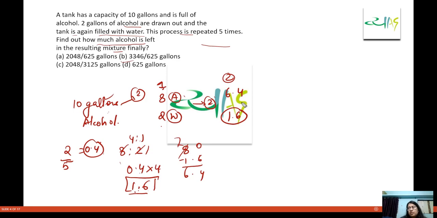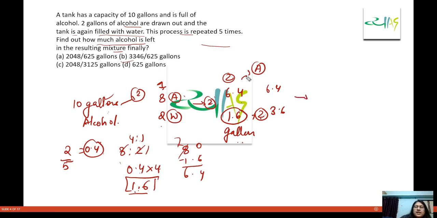Now you have 6.4 gallons of alcohol here, and you have 1.6 gallons of water here. Okay, 6.4 gallons of alcohol and 1.6 gallons of water left here. Now we are adding 2 more liters. So what this becomes? 6.4 and 3.6.